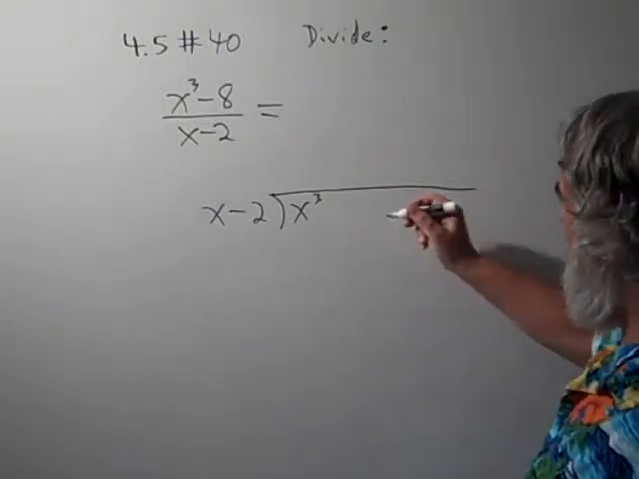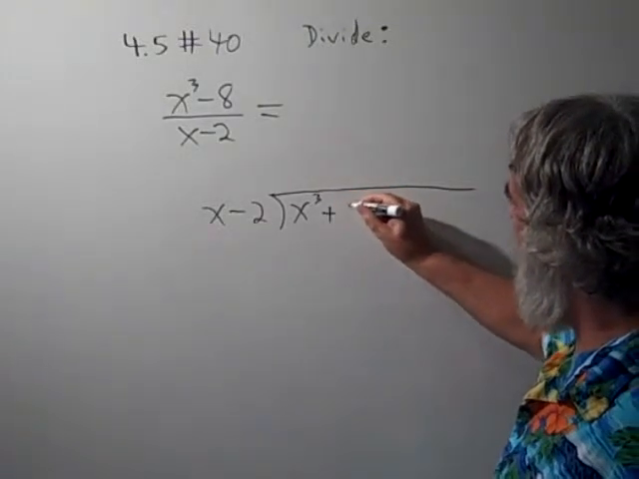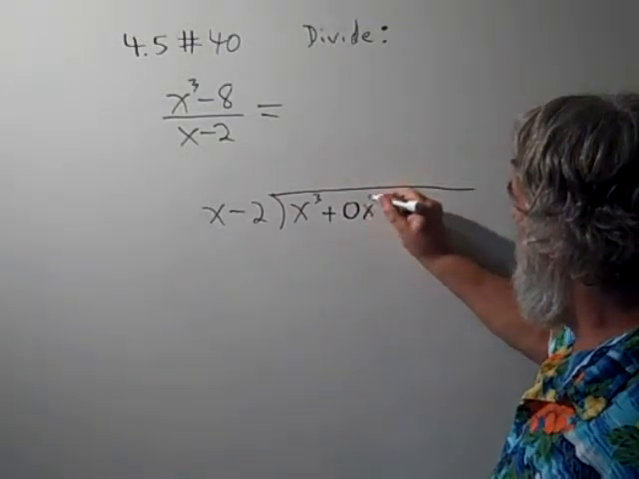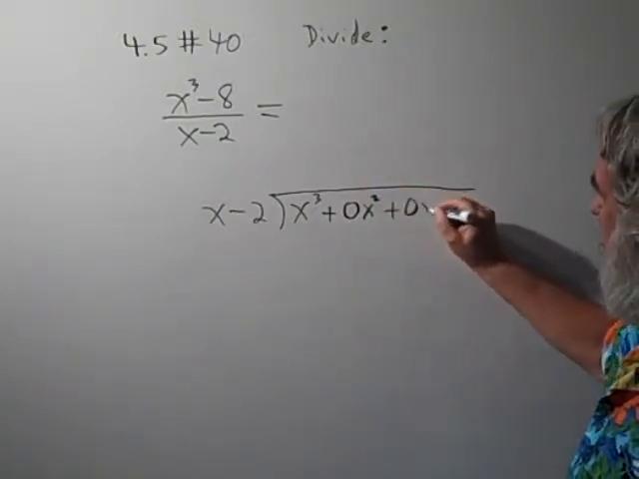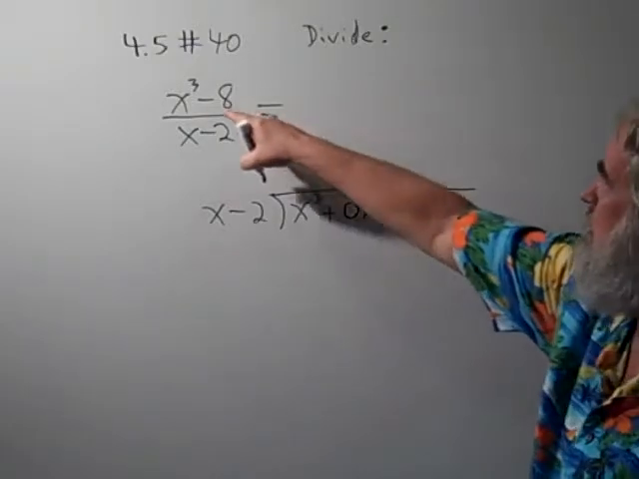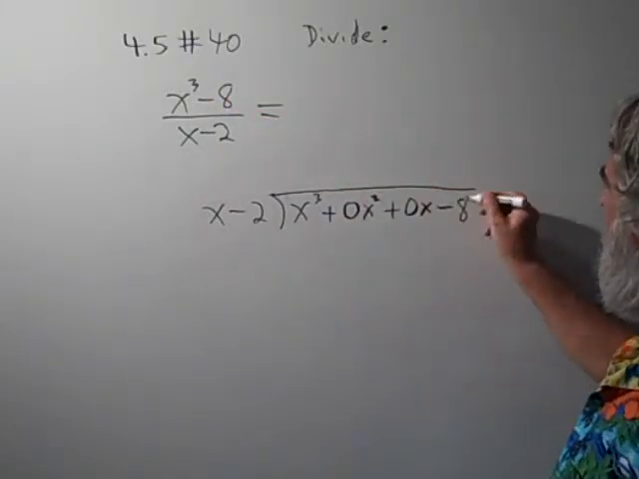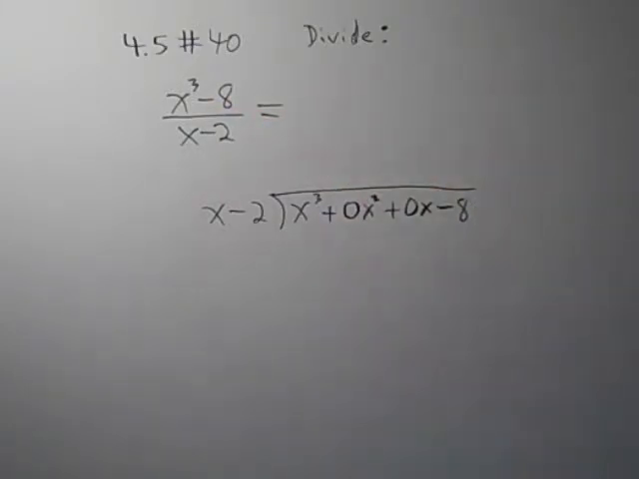We need an x squared term, so how many x squareds do we have? 0 x squareds. We need an x term, but we have none, so we have 0 x terms. Finally, as a constant term, we do have negative 8. You need those 0 placeholders, as you'll see as we go through this process.